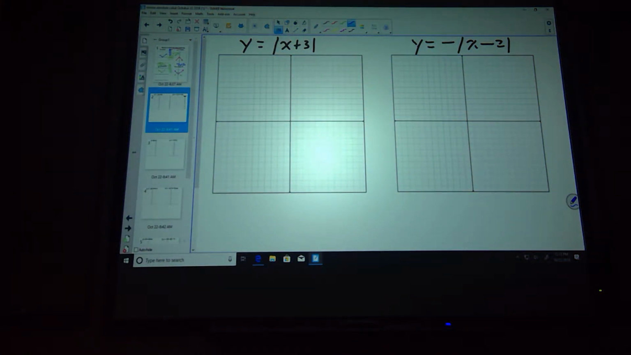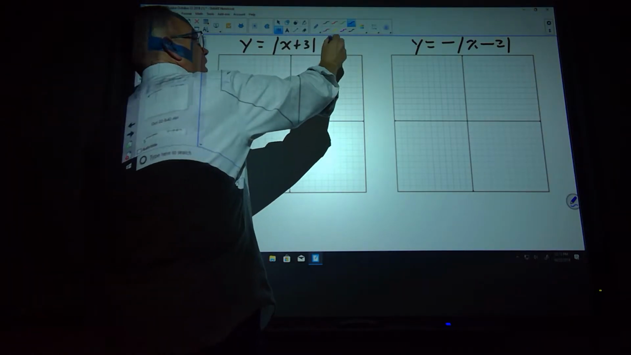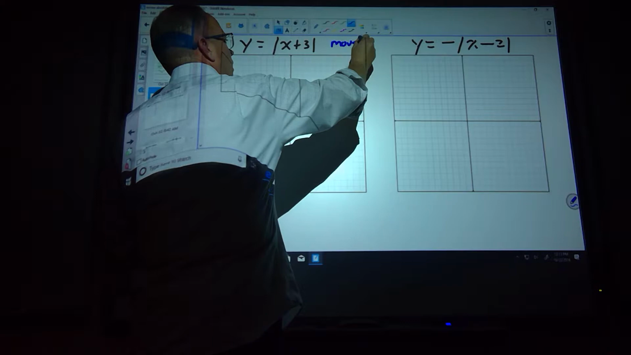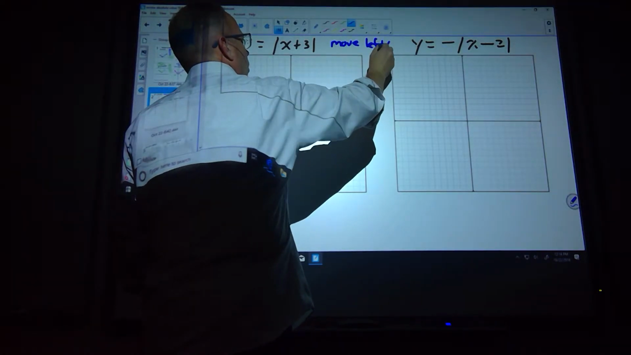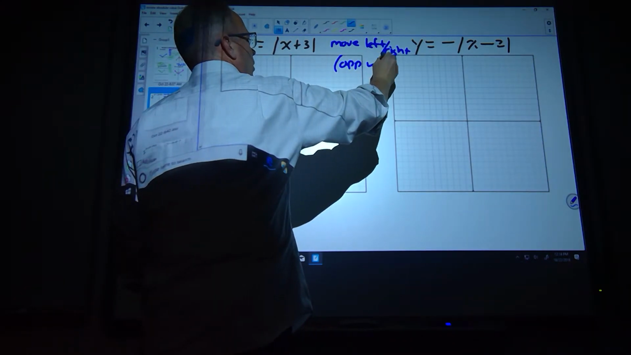What's different about this one? What can we see with the absolute value? Is the adding of 3 inside the absolute value or outside of it? It's inside. Outside of it meant it moved up 3, right? But this is inside of it. So I think Oliver had touched upon this right here. Okay? If it's inside, it will move left or right. And it's always opposite what you think when it's grouped.